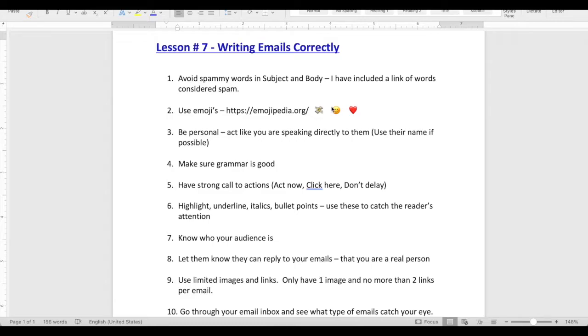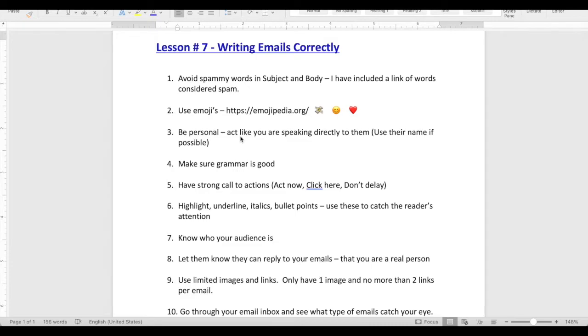The third one is you want to be personal. Honestly, you want to be personal and act like you are speaking directly to them. There are a lot of emails out there that are just copy and paste emails. Someone may have 1,000, 2,000, 10,000 people on their email list, so they copy and paste an email, and it's not personal. It's just very generic, very watered down, and it doesn't sound like you're speaking to them.